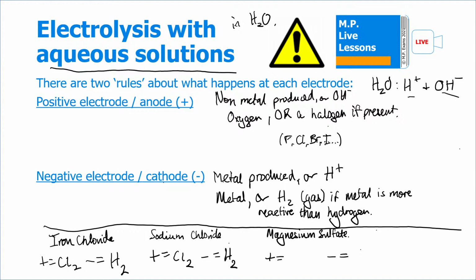Next we have magnesium sulfate, where at the anode we have oxygen, or a halogen if one is present. Sulfate ions are not halogens, so we just get oxygen at the anode. And at the negative electrode, or the cathode, magnesium is more reactive than hydrogen, so hydrogen gas is produced.